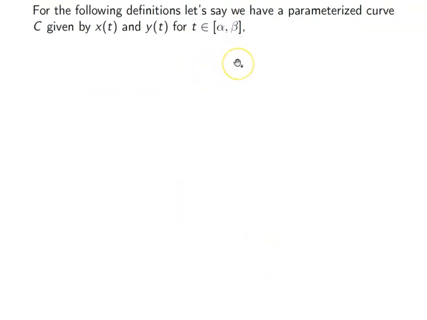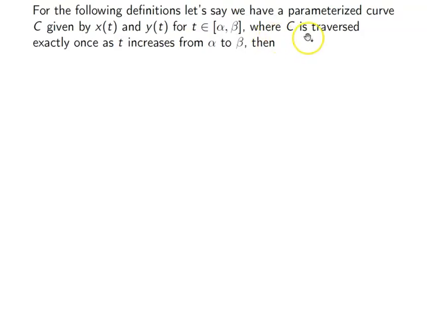For the following definitions, we're going to be integrating, so we're going to assume that our curve is parameterized, right? Our curve being called C, and its parameterization is given by x of t and y of t, and this is through the angles alpha to beta. Okay, so here we're going to say that our curve is traversed exactly one time as I go from alpha to beta.